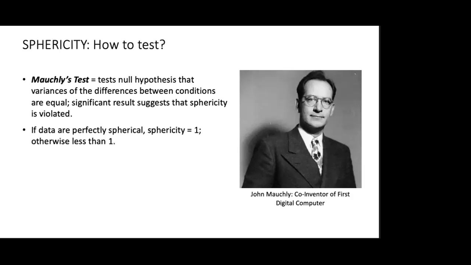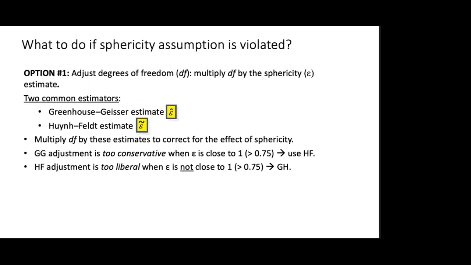There's a test called Mauchly's test, which tests the null hypothesis that the variances of the differences between conditions are equal. If you have a significant result, that suggests sphericity is violated. If our data are perfectly spherical, then sphericity is 1, otherwise it is less than 1. Our statistical software packages provide estimates of sphericity, called epsilon. There are different estimates.